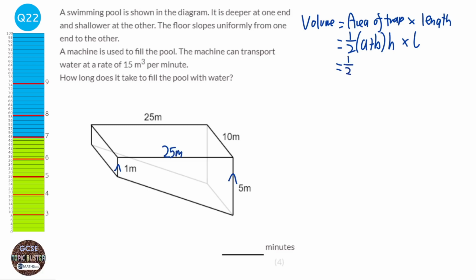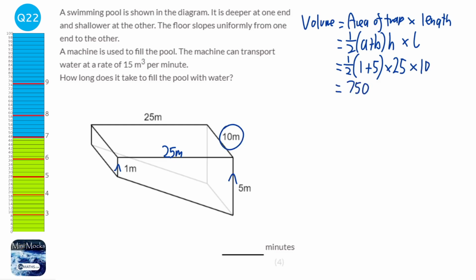So it's going to be half, and then we're going to add 1 and 5. Times that by 25. The length is how 3D it is, so it would be that 10 there. So we're going to times that by 10, and that will give us 750. So it's 750 meters cubed.